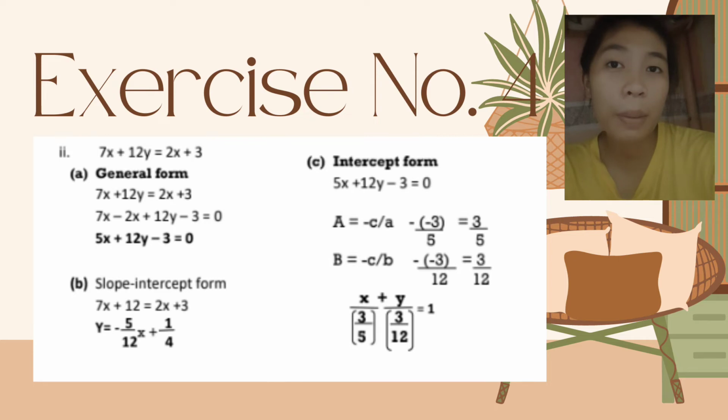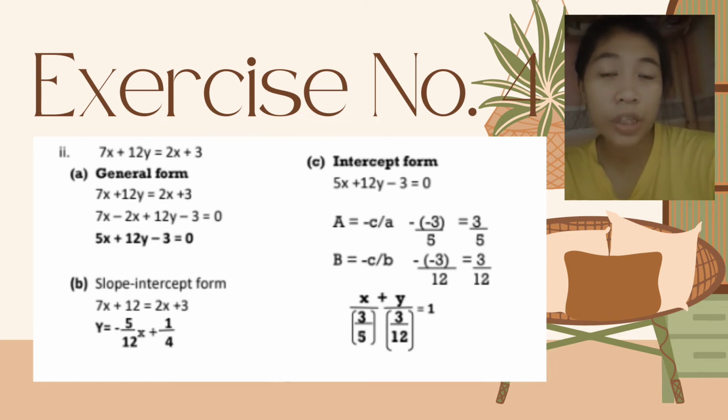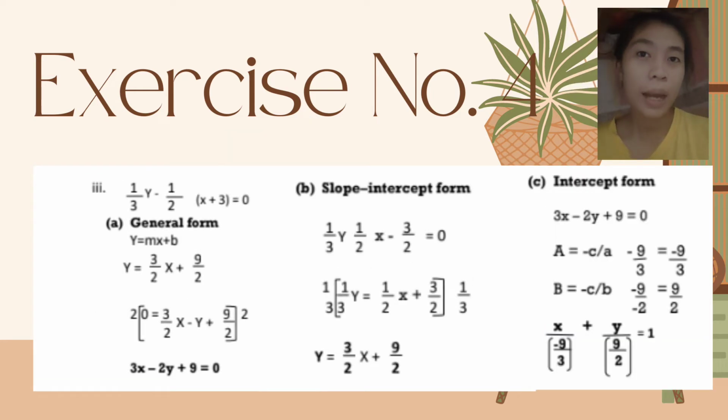Sa intercept form naman, 5x + 12y - 3 = 0. So a is equal to negative c over a, negative negative 3 divided by 5, is equal to 3 divided by 5. So b is equal to negative c over b, negative negative 3 divided by 12, is equal to 3 divided by 12. So x over 3/5 plus y over 3/12 is equal to 1. Number 3.